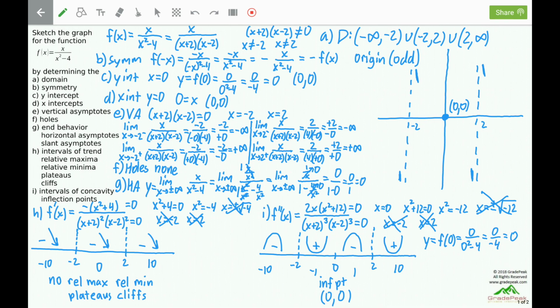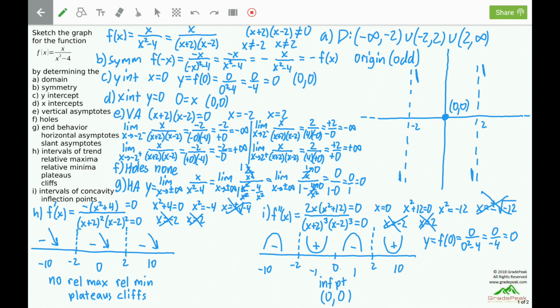There are no holes in the graph. We found the horizontal asymptote to be y equals 0, which is the x-axis. So we can put a dashed line along the x-axis, and we will be sure on the left and right ends to approach that horizontal asymptote. We found in each of the intervals that it should always be decreasing, and there should be no relative maxima, minima, no plateaus, no cliffs. So be sure that we stay decreasing in each of the intervals.